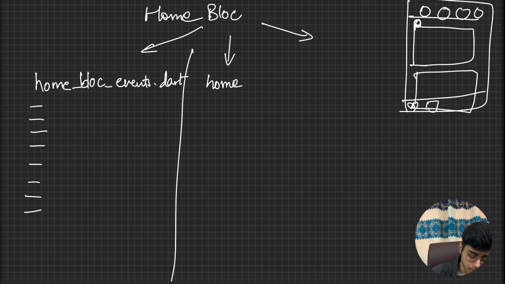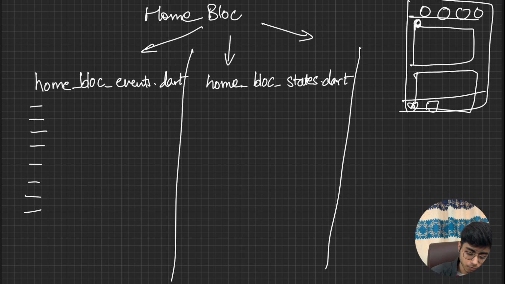Now another file will be home block state dot dart. In this file, all the states will be written. Try to interpret it like this: if I have sent an event like this, what state should be sent? What state should be emitted? In Flutter or in Bloc, states are emitted, right? And events are called, right? So in states, what state will be emitted?